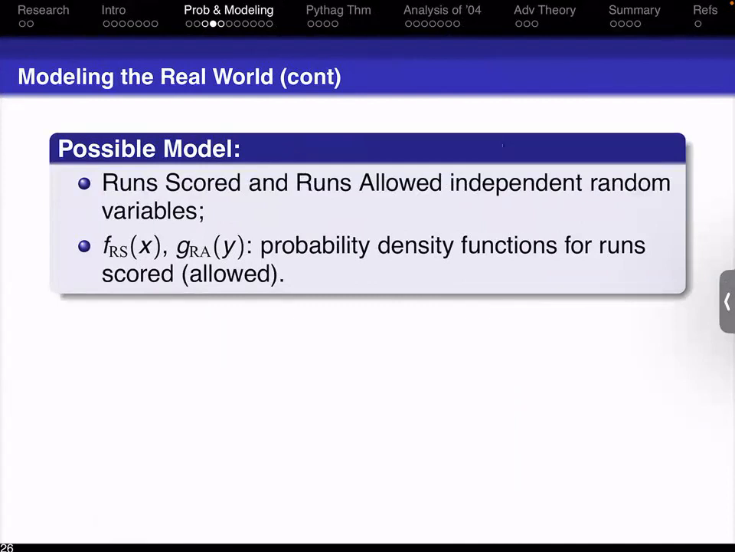So here's a possible model. I'm going to assume that runs scored and runs allowed are independent random variables, and they're drawn from some fixed probability distributions. So can anybody give me any concerns about runs scored and runs allowed being independent?